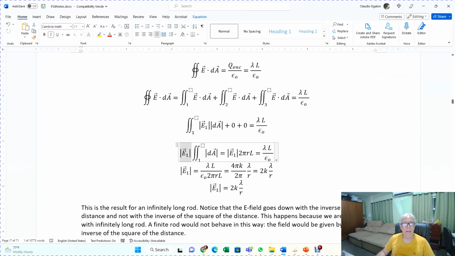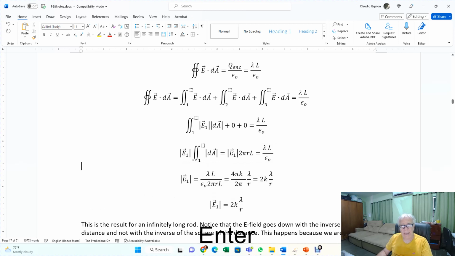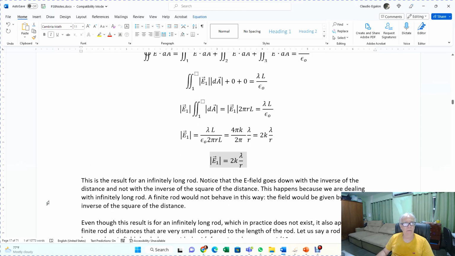And what else do we have to do? We have to get the area of that imaginary cylinder. The area of the imaginary cylinder is going to be the circumference of the cylinder times its length, 2 pi r L. The L cancels out with this L, so it's independent of the length of the cylinder. And we get a solution that's inversely proportional to the distance from the axis of the rod, 2k lambda over r.